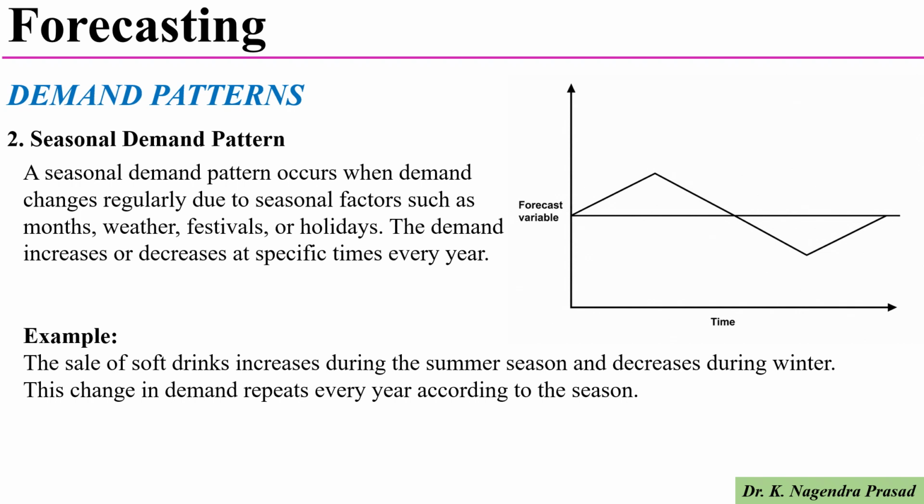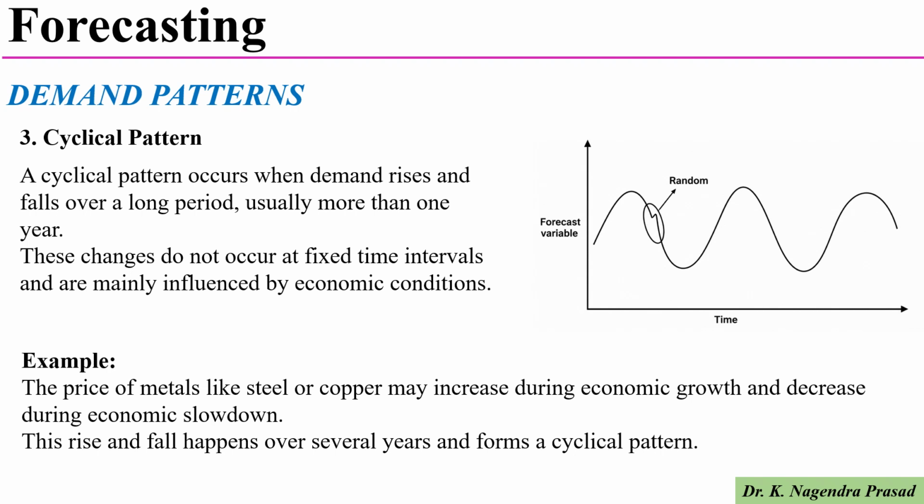A seasonal demand pattern occurs when demand changes regularly due to seasonal factors such as months, weather, festivals or holidays. The demand increases or decreases at specific times every year. For example, the sales of soft drinks increase during the summer season and decrease during the winter. This change in demand repeats every year according to the season. The next pattern is the cyclical pattern.